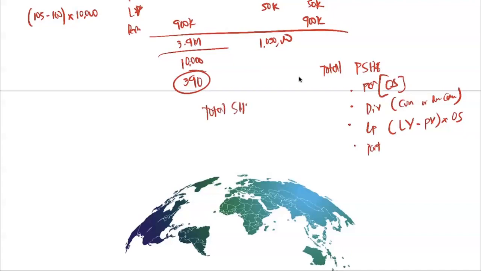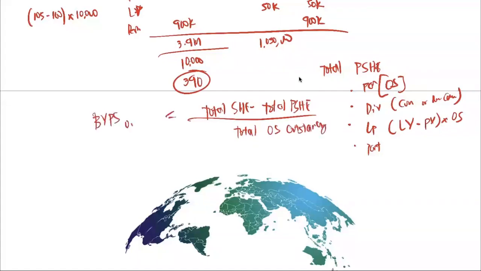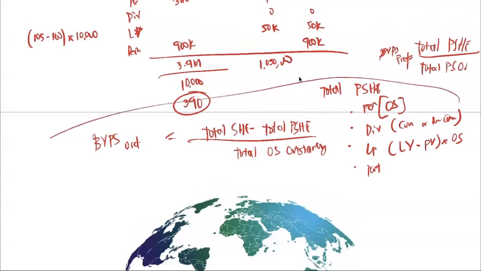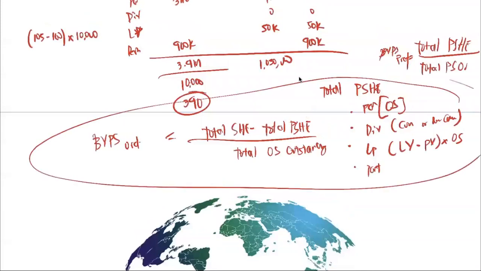So total SHE less total preference shareholders' equity divided by total ordinary shares outstanding. This will give you your book value per share or the NARI. For preference shares, total preference SHE divided by your total preference shares outstanding. This will give you your BVPS for preference share. Okay, so do not forget these items. Once you know how this works, book value per share is easy and quite procedural.